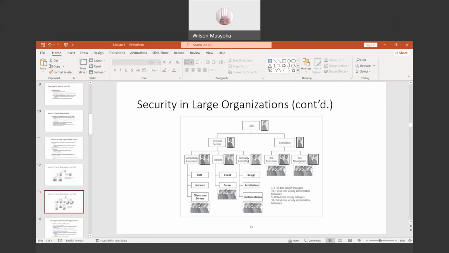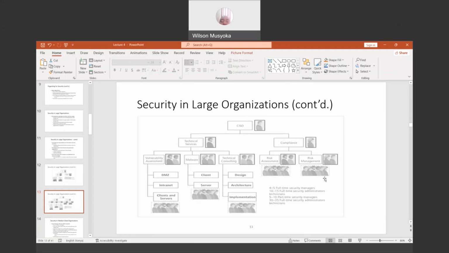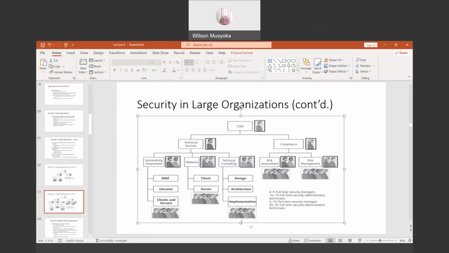In terms of technical consultation, then we can have guys who have been assigned to designing the technical systems. There are also guys who are assigned to creating new infrastructure design. Also guys who are specifically assigned to the implementation of those technical solutions. Then in terms of compliance, we have guys who are assigned to risk assessment. There are guys who are assigned to risk management. And they have been shown here the number of people you can have in large organizations. Remember, we have said that large organizations are those which have between 1,000 and 10,000 computers.